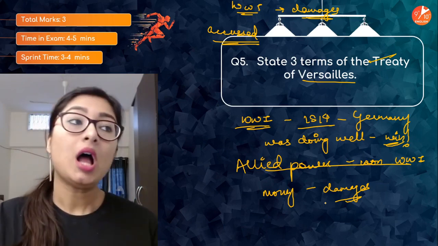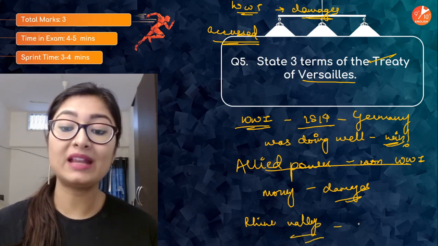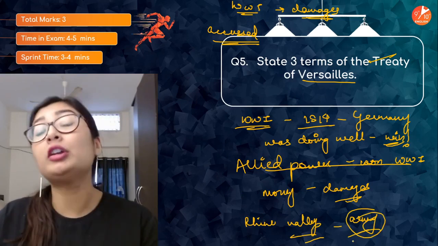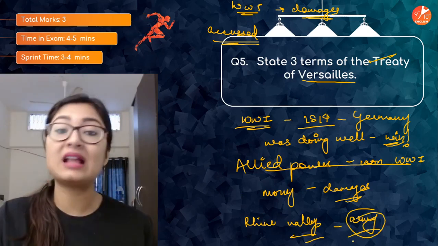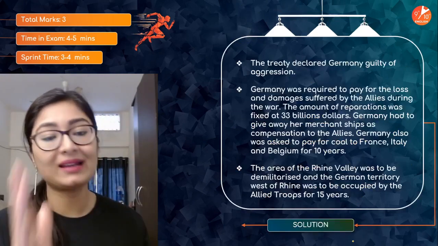Apart from that, in the Rhine Valley, they were asked to demilitarize this valley. Now this would have made them very, very weak. Basically they were supposed to remove their army and security from there. They were asked to return this province of France that they had captured. There were multiple conditions in the Treaty of Versailles. You can write any of these.